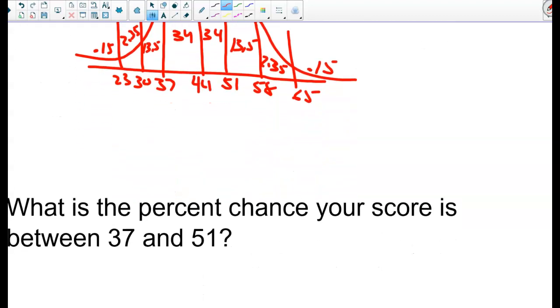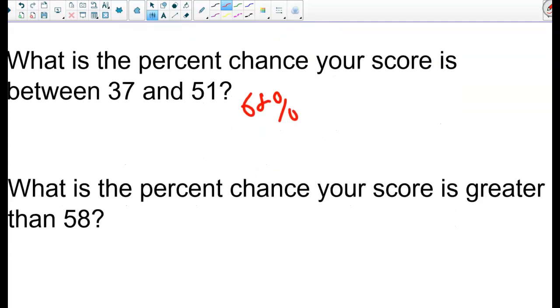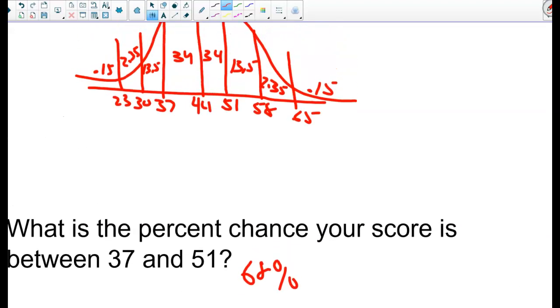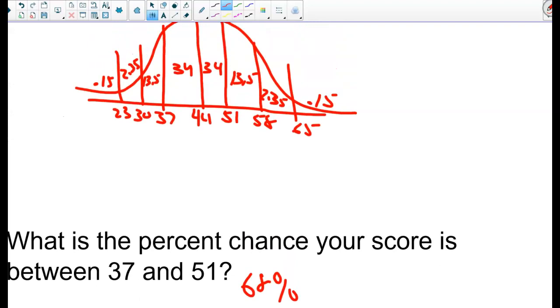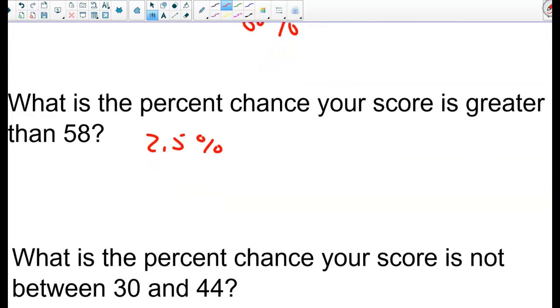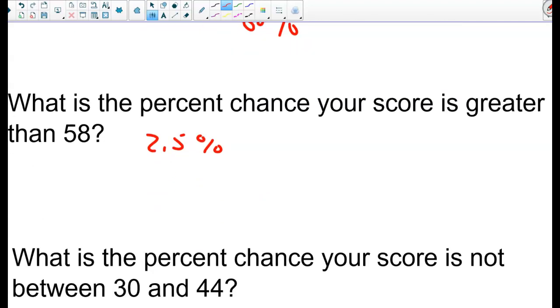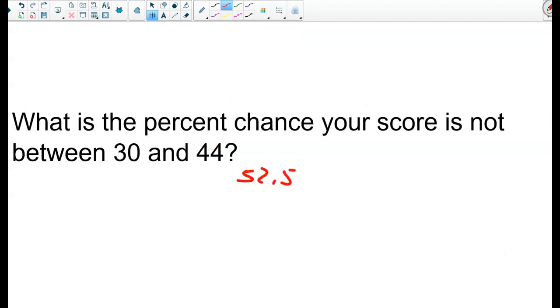Okay. To answer the questions, between 37 and 51, I'm literally just adding the percentages. 68%. Greater than 58. To the right of 58 is 2.35 and 0.15, so it's 2.5%. And finally, what is the percent chance your score is not between 30 and 44? Between 30 and 44 is 47.5, so if I subtract that from 100, I'm at 52.5.